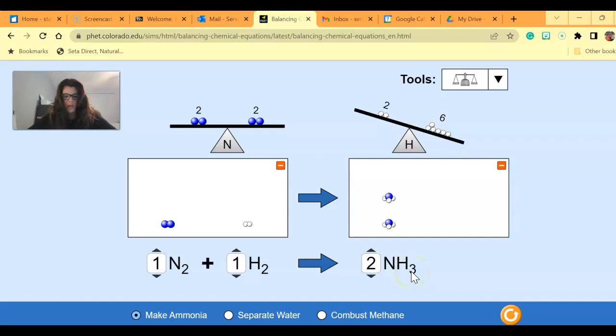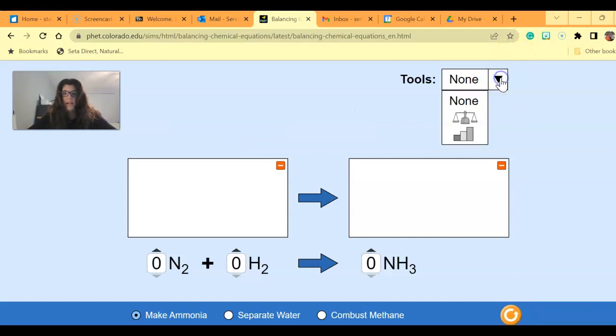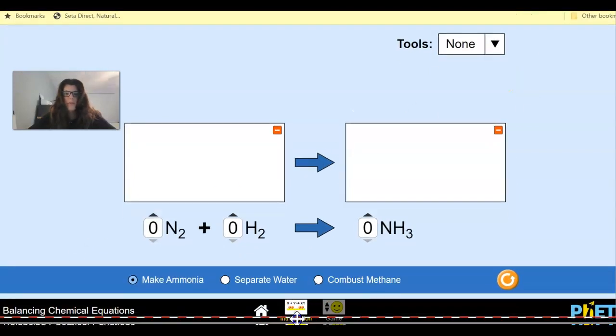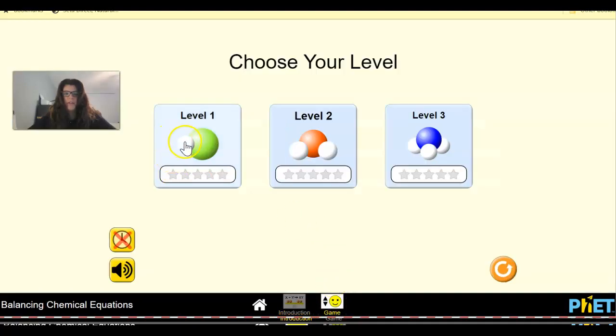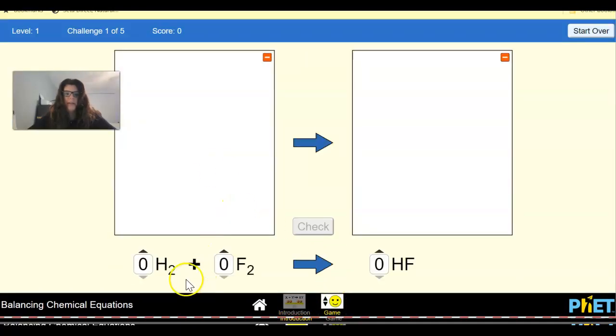Yes or no? And then you're going to go to the game. So you can reset it and go down here at the bottom where it says game. And then you're just going to play the games and you're going to do the same things, right? You've got 2 hydrogens here, 2 fluorines here. You have 1 hydrogen here, 1 fluorine here. What needs to change in order to make sure that you have the same number of hydrogens and the same number of fluorines? And so you're going to move the numbers, okay?